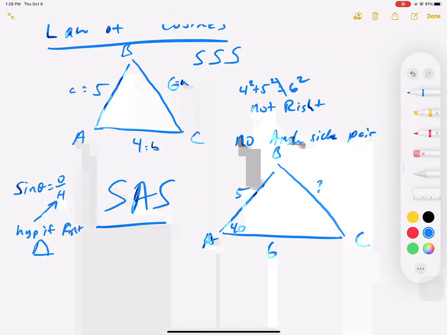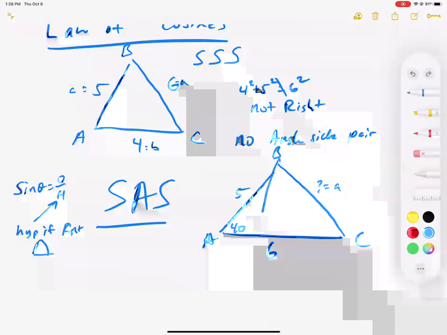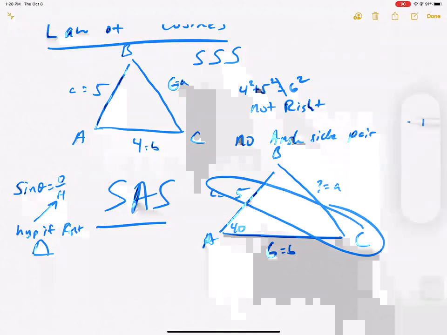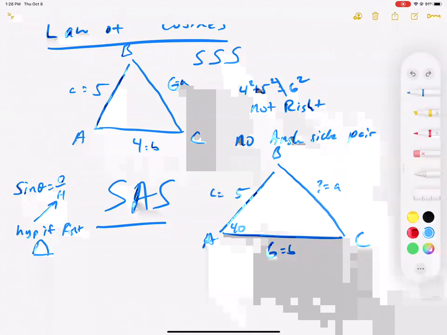So, do we have an angle side pair? Little a, no pair here. B, nope, missing my angle. And C, I'm missing my angle for C. So there's no way for me to use law of sines. And if you did the IXL yesterday, you found out it's not that hard. It's actually pretty easy, pretty quick.